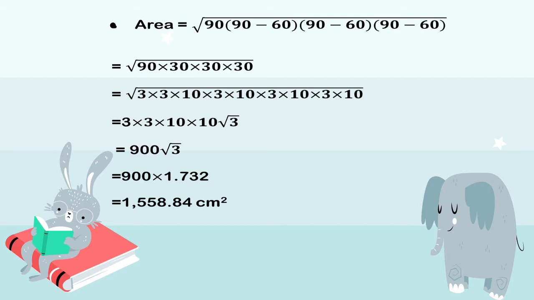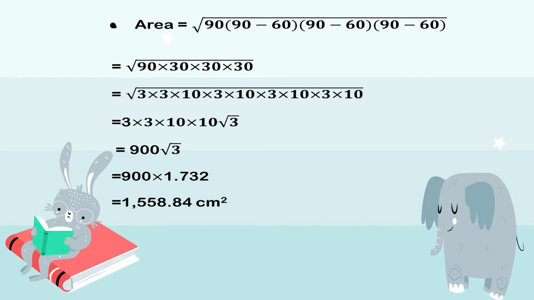I will do the subtraction. And what I get? Under root of 90 multiplied by 90 minus 60. The first bracket gives me 30. The second bracket will also give me 30. And the third will also give me 30. Because the values are the same.